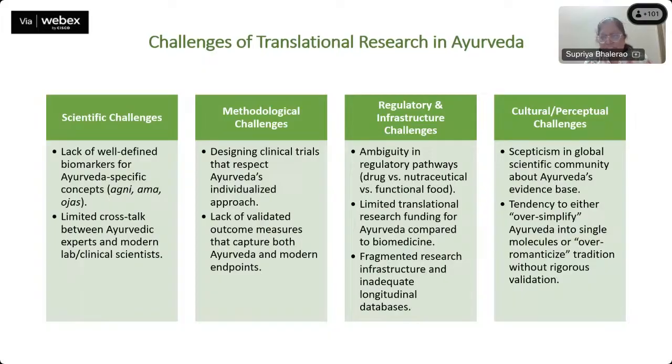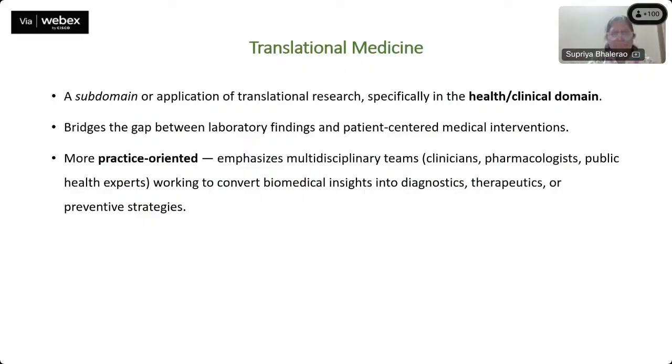Cultural or perceptual challenges. Whenever we talk about Ayurveda research, there is always a skepticism about whether it will work. Zinc nanoparticles are acceptable, but Jasad Bhasma is not. So that's why translational research has some hurdles. There is a tendency to either oversimplify Ayurveda into single molecules or over-romanticize tradition without rigorous validation. So there are two spectrums, either oversimplify or jump onto anything without any validation. Both these things are harmful and we have to be balanced and neutral.